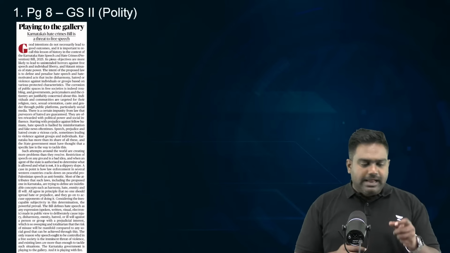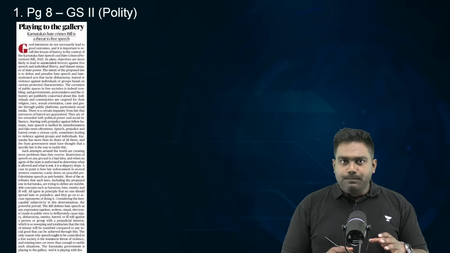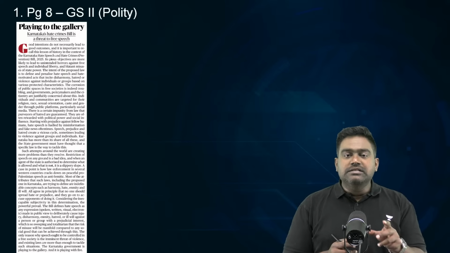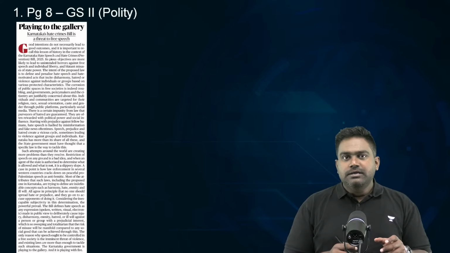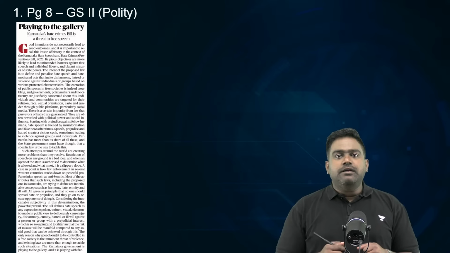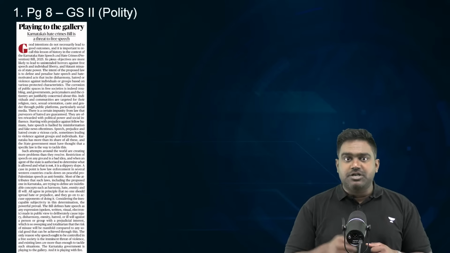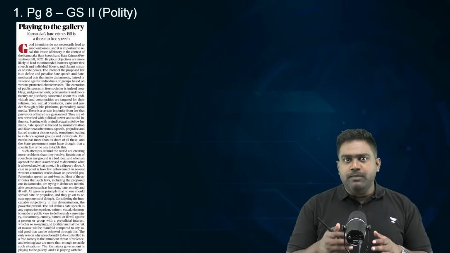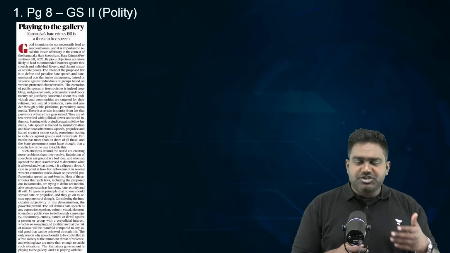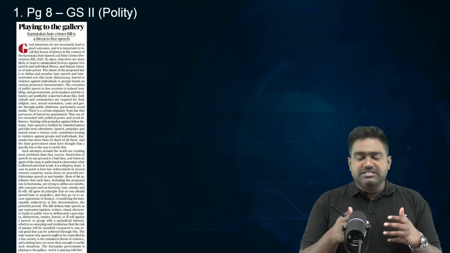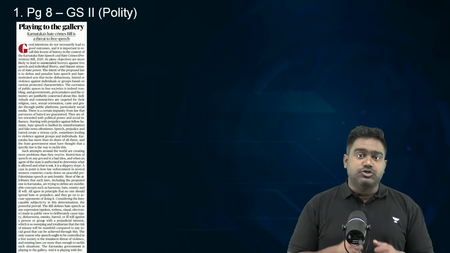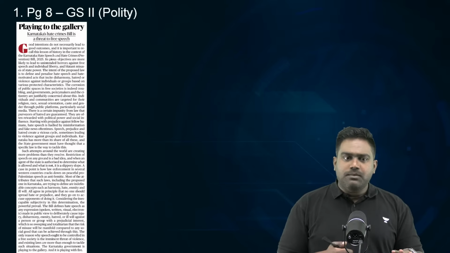So let's get started and look at the first topic. On page number 8 and page number 5, there are 2 articles related to Karnataka. In the Karnataka Legislative Assembly, 2 bills are being considered, which are being pushed by the state government. And let's discuss these bills one by one, as it has major implications. It raises key constitutional questions. It has implications for the society. So let's look at them one by one.